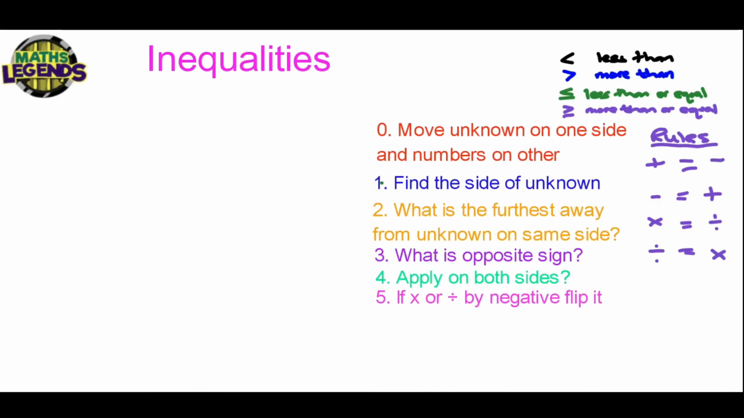Let's say we have the inequality 2t less than 14. Now we follow our same rules. So the unknown t is on one side. So we can start with point number 1. So that's on the left hand side. The unknown is on the left hand side.